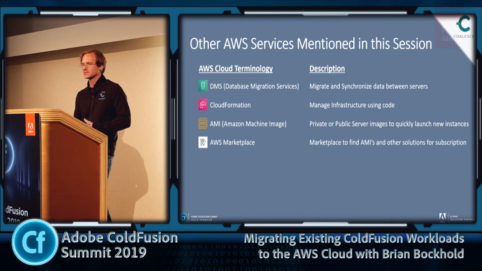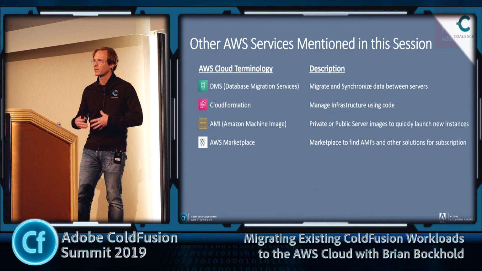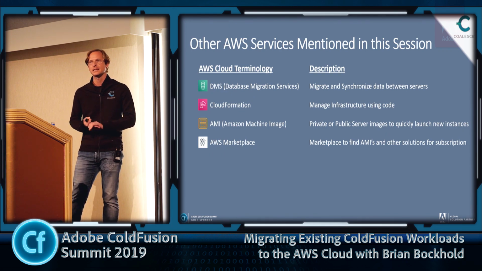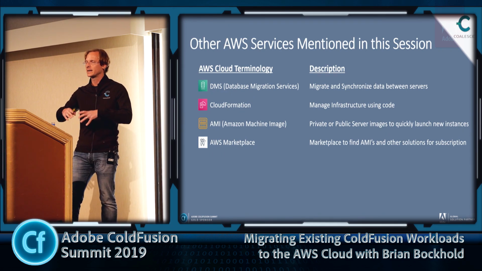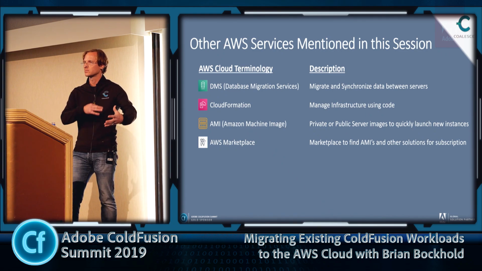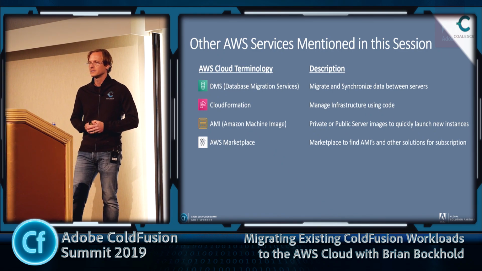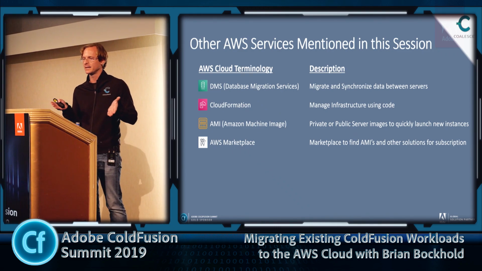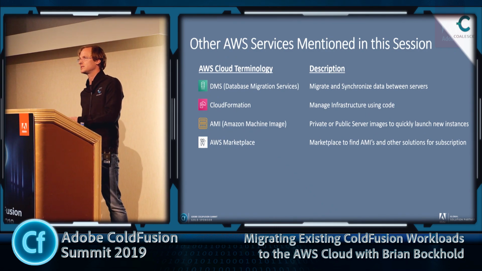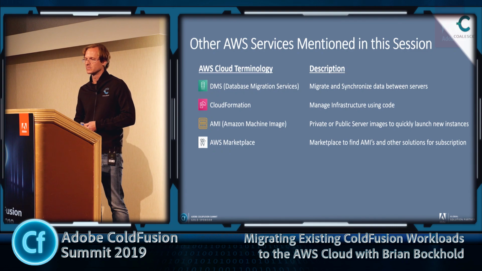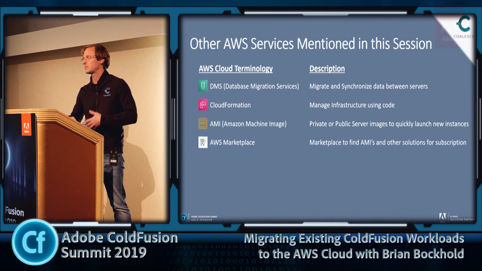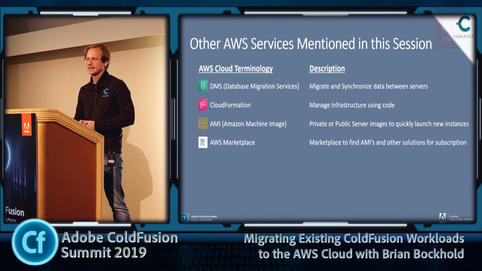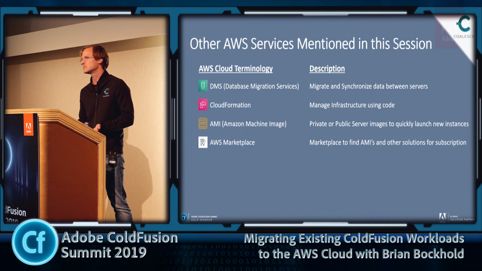So, other services we'll be mentioning in this session. The Database Migration Service, how we're migrating the data for our portion of the session. CloudFormation. This is infrastructure as code. This is how we'll be defining infrastructure, and we'll be speaking to how it can simplify your life. AMI, or AMI, however you pronounce it, Amazon Machine Image. It is an image of a virtual machine that you can launch many times. And they can be private or public, you can make your own, people can share them with you, or you can purchase and subscribe to them from the AWS Marketplace. AWS Marketplace is where you can find these solutions.